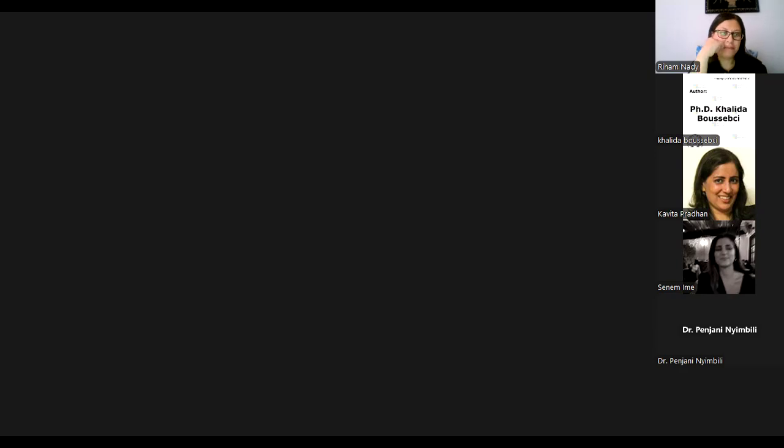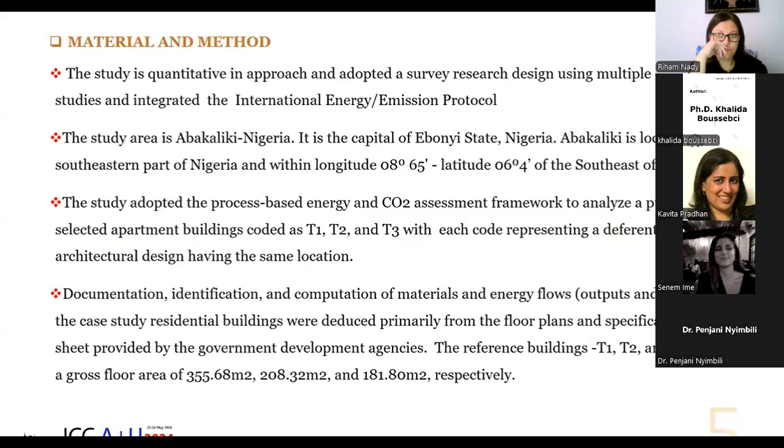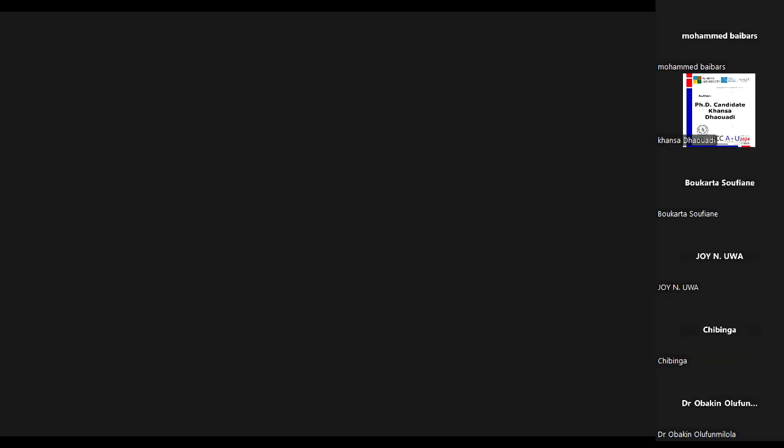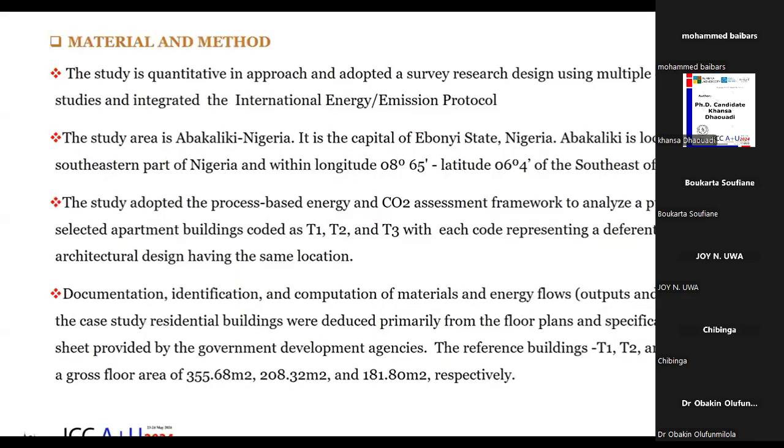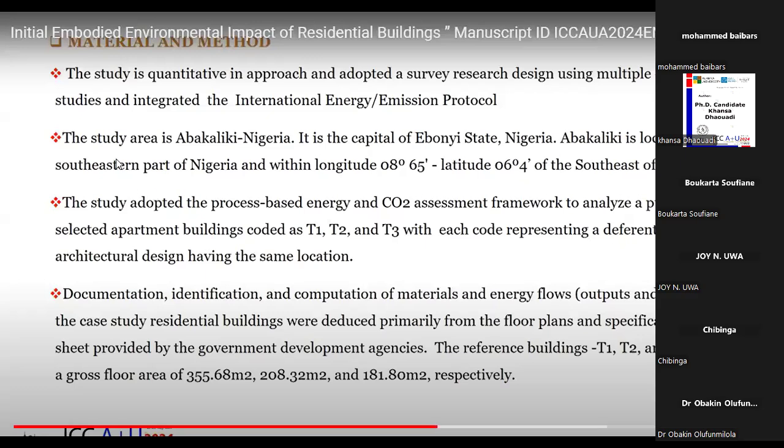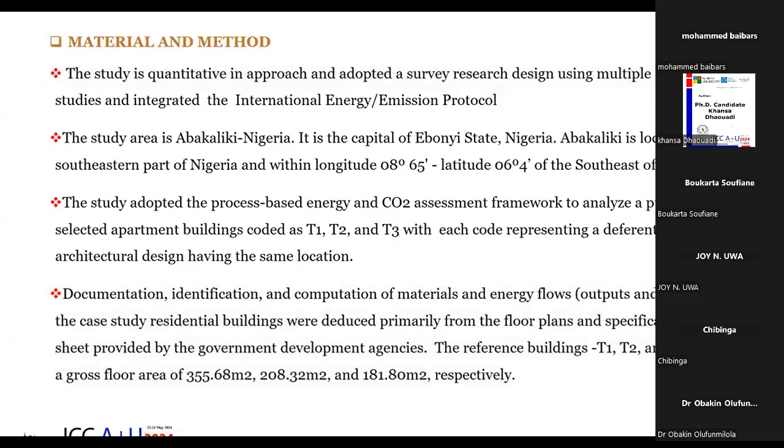Material and method. The study is quantitative in approach and adopted a survey research design using multiple case studies, and also integrated the International Energy Emission Protocol. The study area is Abakaliki, southeastern Nigeria. Moreover, the study adopted the process-based energy and carbon assessment framework to analyze purposively selected apartment buildings coded as T1, T2, and T3, with each code representing a different architectural design having the same location. Data were obtained primarily from documentation, identification, and computation of areas and energy flow of the case study residential buildings, which were deduced primarily from the floor plans and specification sheets provided by the government development agencies.